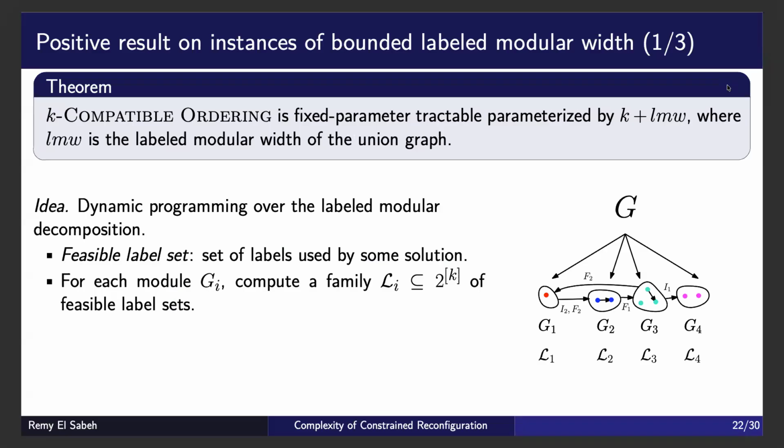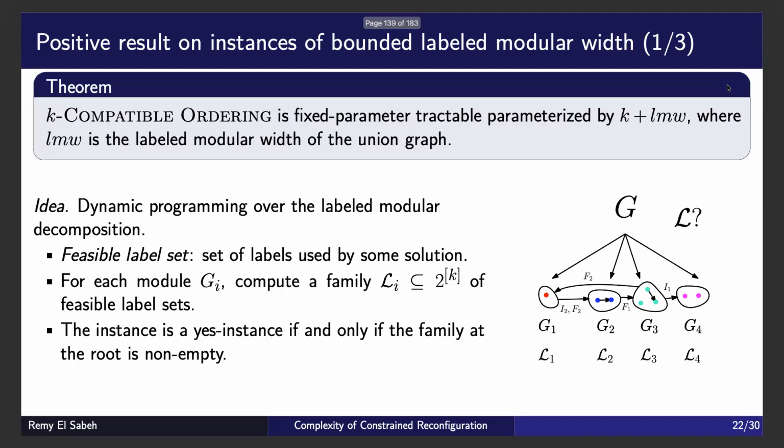So that would be your cursive L's at the bottom. So the idea is we're going to compute these for the modules, so that's cursive L1 up until cursive L4. And then this is going to be used to compute cursive L, which is the family of feasible label sets for the graph G at the top. And obviously, we have a yes instance if the family of feasible label sets for G is non-empty.